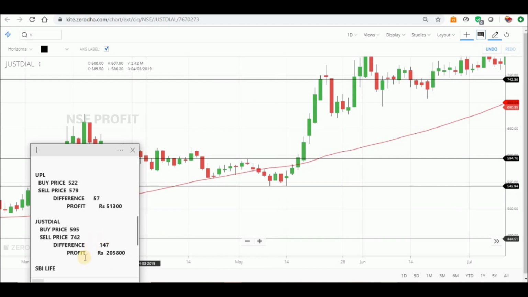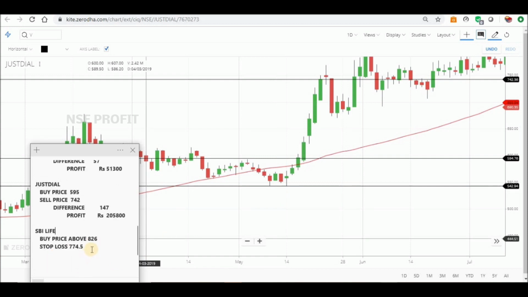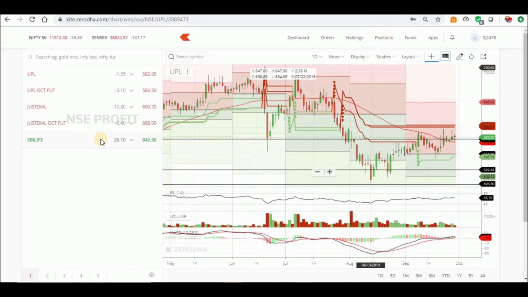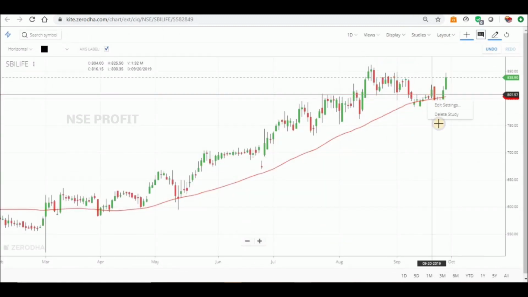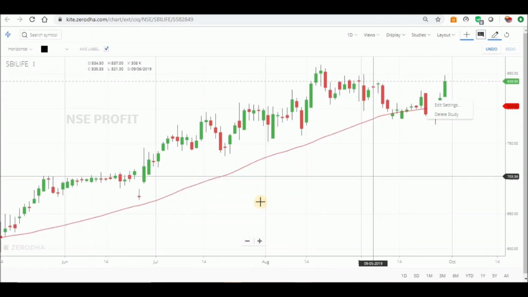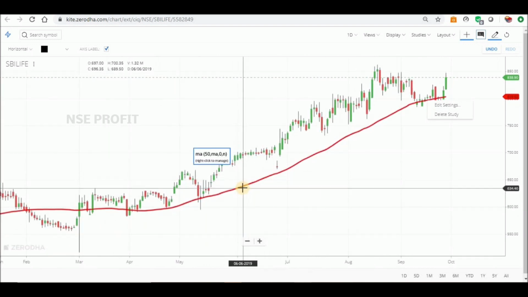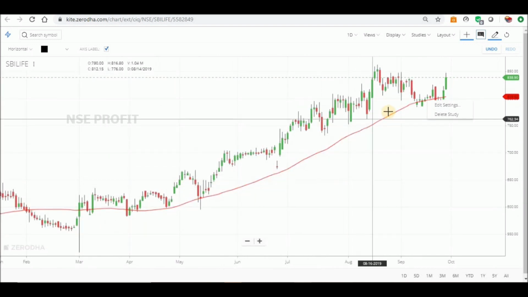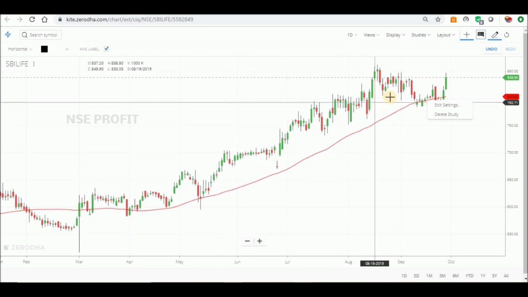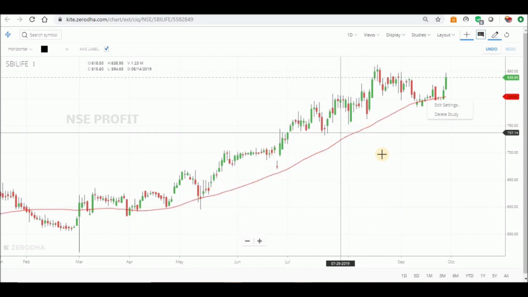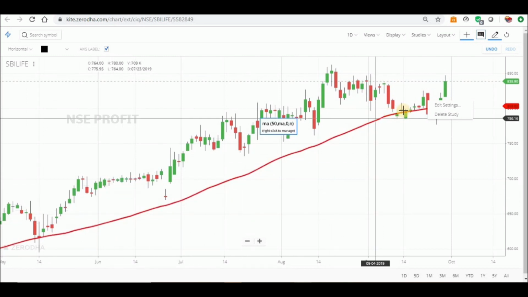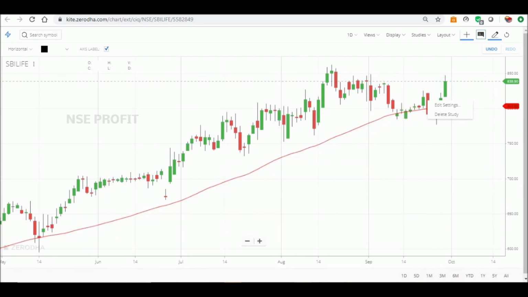And we have got one more entry here, SBI Life, where we got the entry today. Today is 27th of September. So for SBI Life, I am taking the live example. Our rule says the stock must be trading above the 50-day moving average line. Here we can consider it as trading above the 50-day moving average line. The stock must be in the uptrend. By looking at this moving average line, we get to the conclusion that it's in the uptrend.